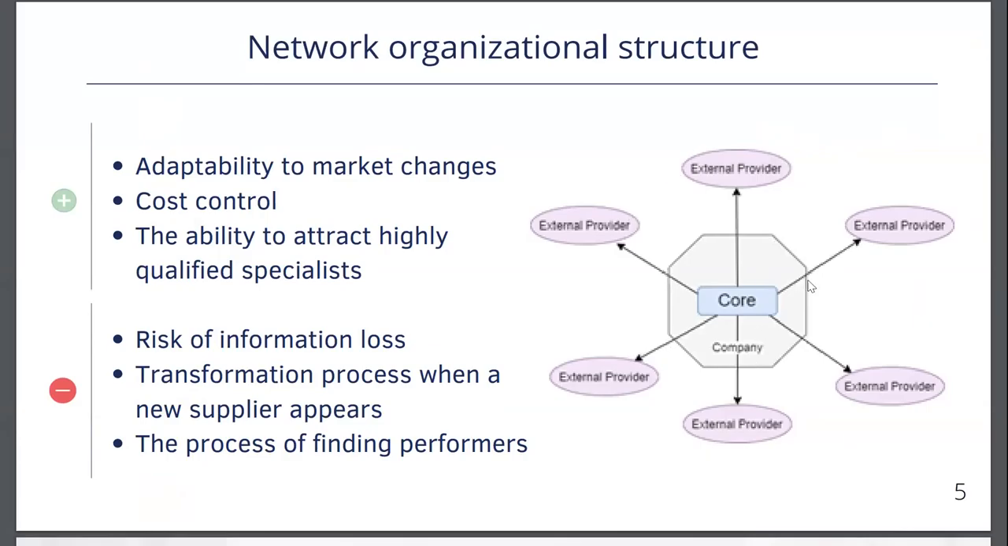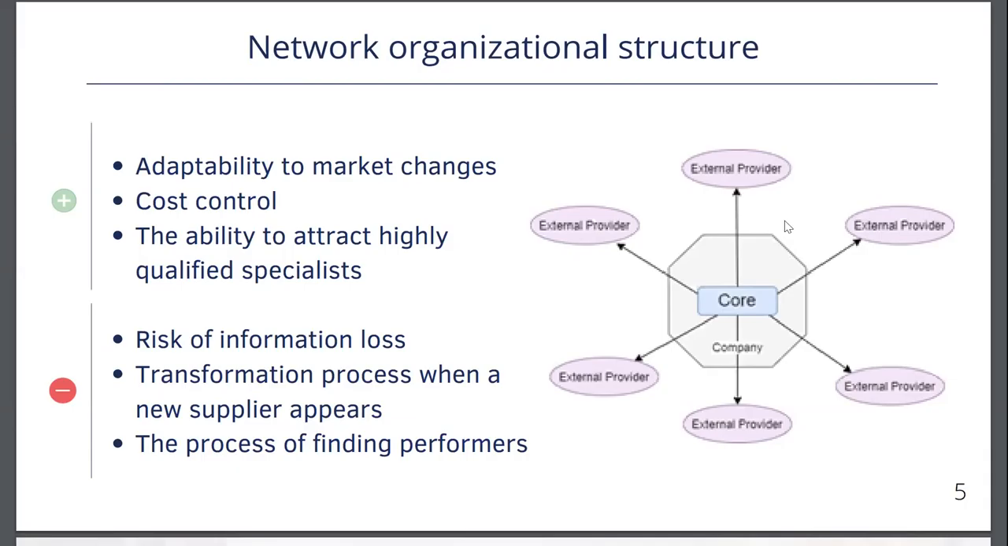We need to understand that a network organizational structure is about flexibility. We have a core, which is the company. In the core, we have the internal organizational structure of the concrete company. Also, we can see that the company communicates with a lot of external providers. So it's about flexibility as well as communication and strong relationships. As well, it has its pros and cons.